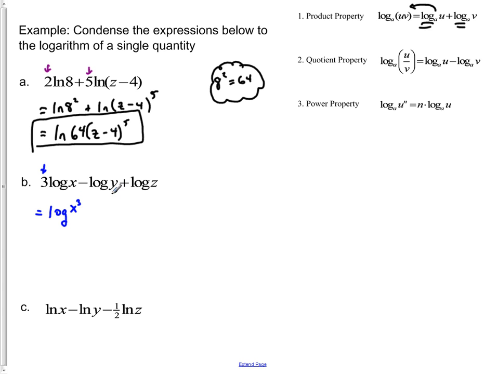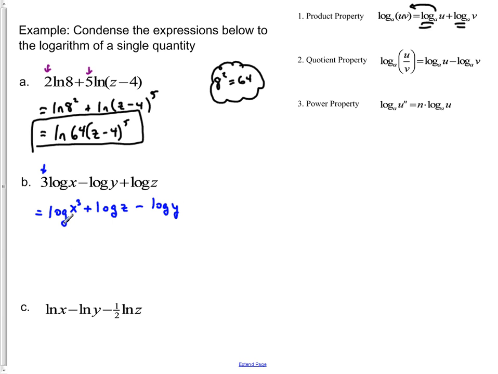Now I'm going to do one other thing. If I have a subtraction in my group of terms that are added together, I'm going to try and put that last. So I'm actually going to switch the order right here. And we're going to be adding this to the logarithm of z, and then subtracting from all of that the logarithm of y.